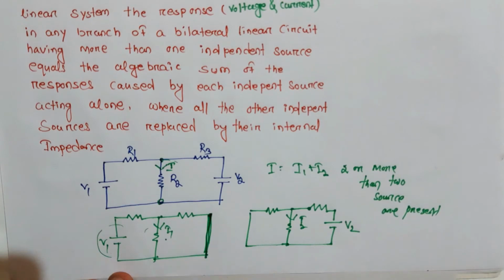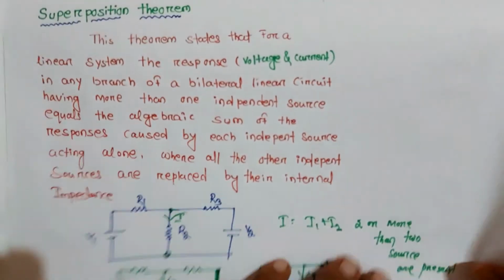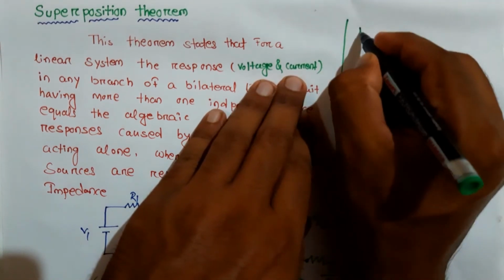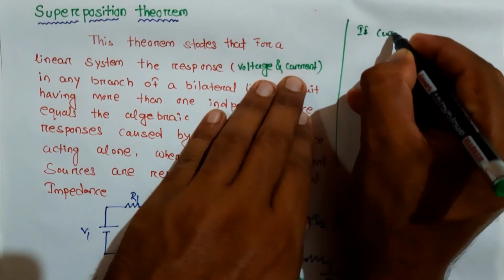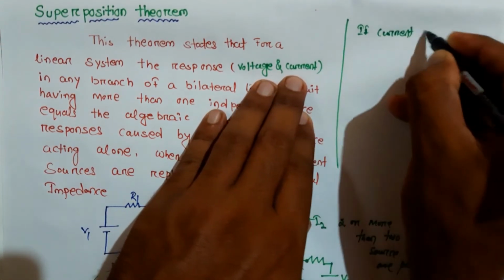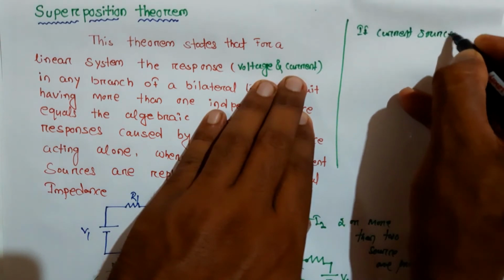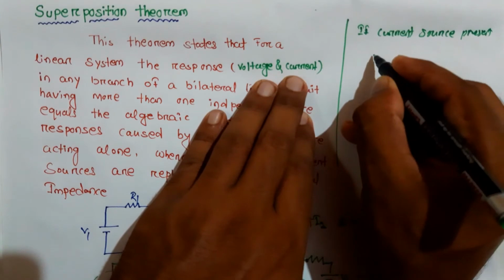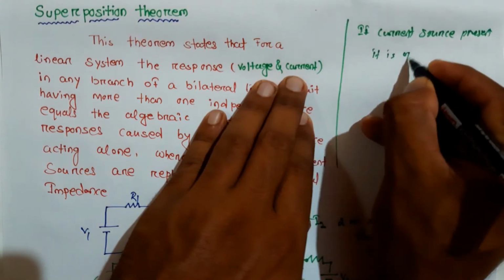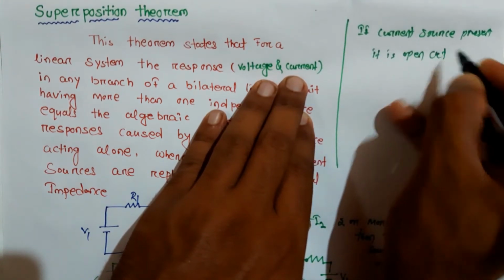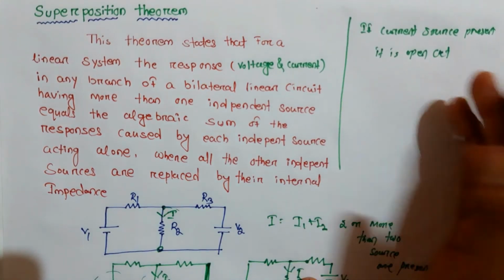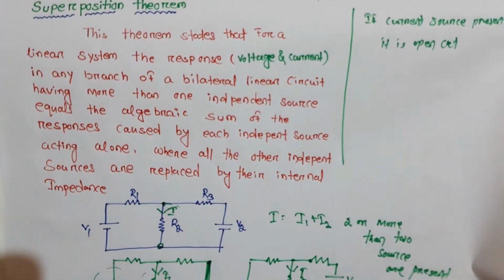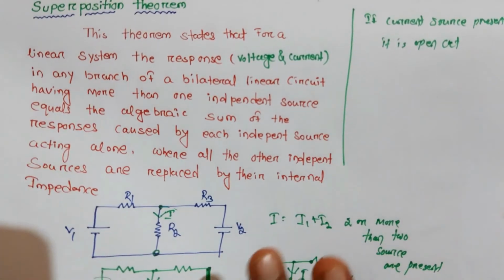If a current source is present, it is open circuited, and if it is a voltage source, then it is short circuited. Let's take an example of how this is proved.